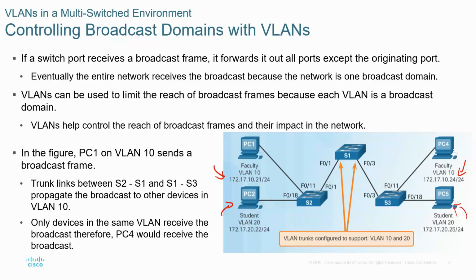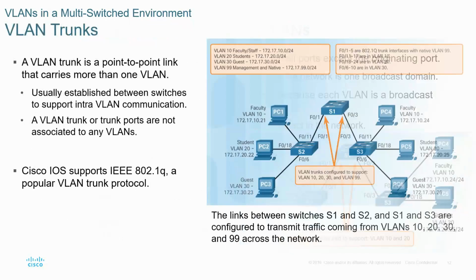For example, if PC1 sends a packet with the destination MAC address all ones, it will be forwarded to S2, and S2 will tag it as VLAN 10. And it will be forwarded to S1, which will see the tag as VLAN 10 and will forward it to S3. S3 will see the tag as VLAN 10, will remove the tag and will forward it only to PC4. So even though this is a broadcast packet, the switches don't send it to everyone. They only will send it to members of the same VLAN in this case. So PC1 can only broadcast a packet in this case to PC4. PC2 can only broadcast to PC5 because they are members of the same VLAN.